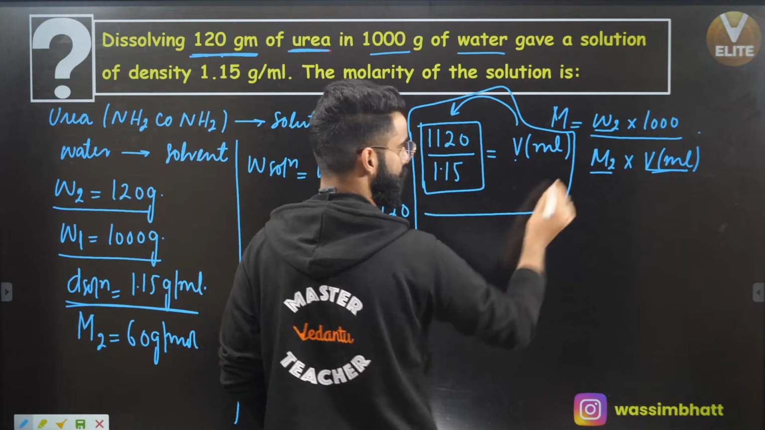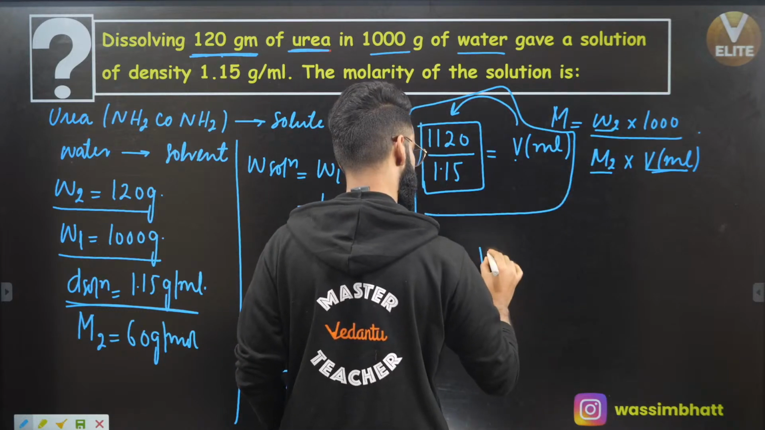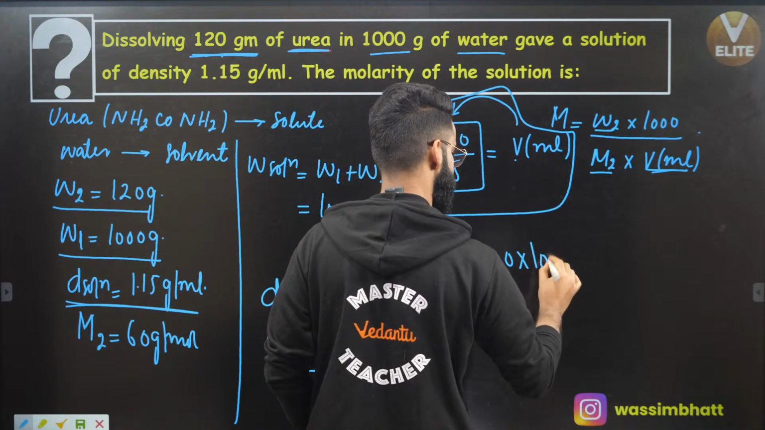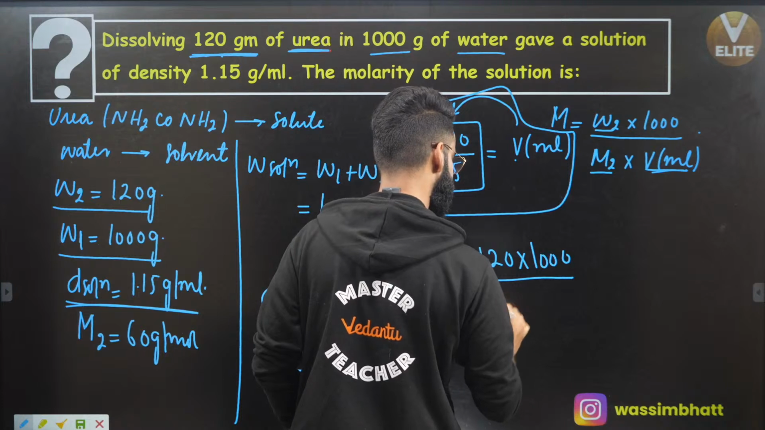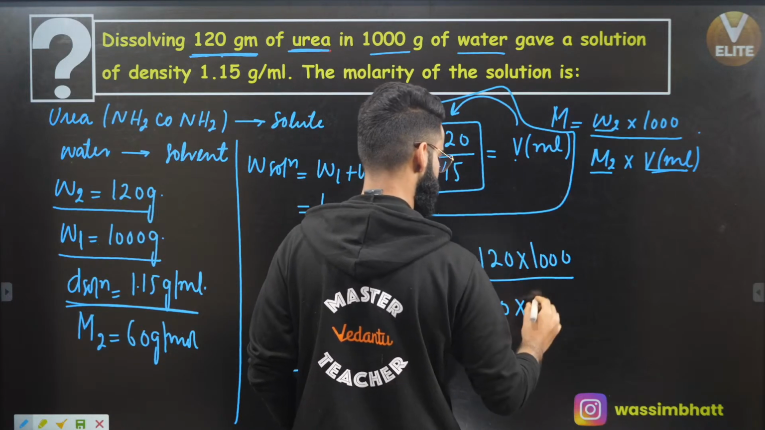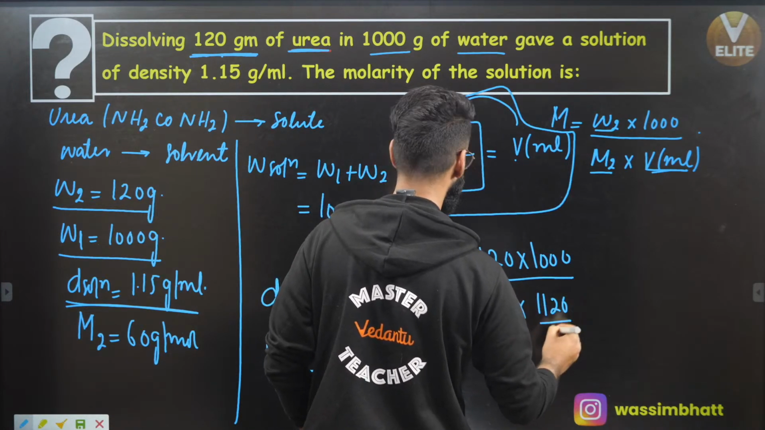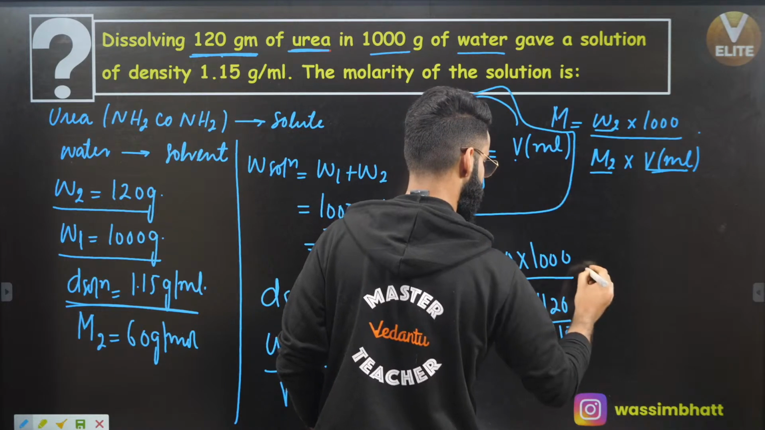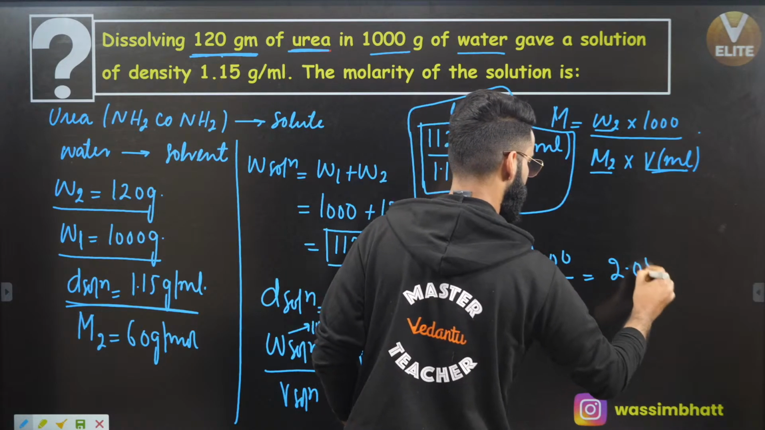I can say molarity is equal to W2, the mass of solute, which is 120 grams, multiplied by 1000, divided by the molar mass of solute, that is 60 grams, multiplied by the volume of solution, which you got to know as 1120 divided by 1.15. You can calculate it. I guess you'll be getting the value as 2.05.